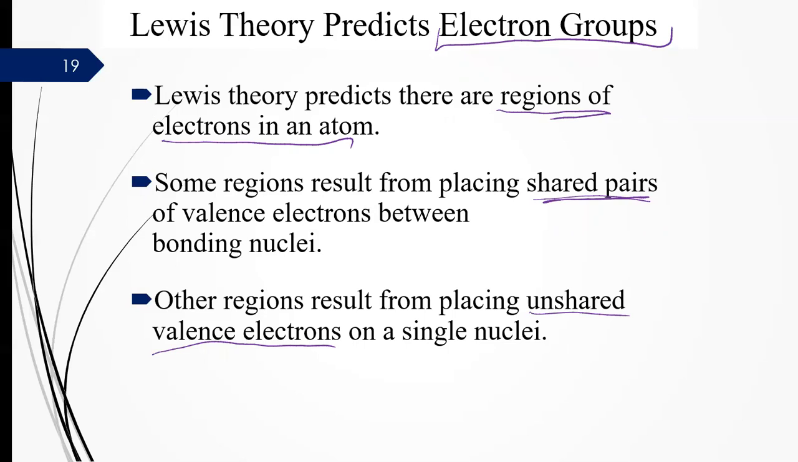We're basically looking at how many different regions or areas we need to put our electrons in, whether that's going to be as a bond or as a lone pair.